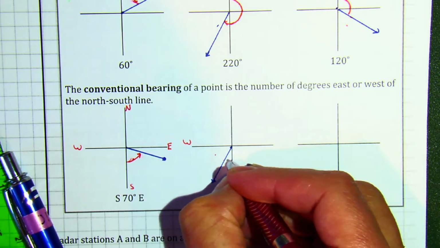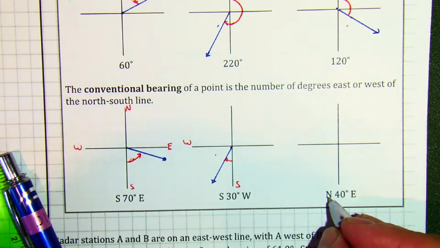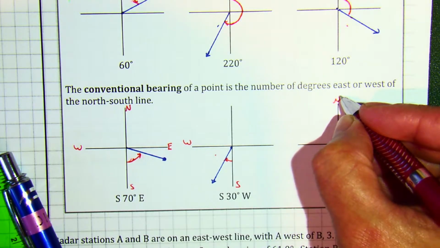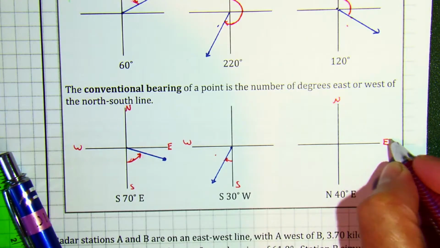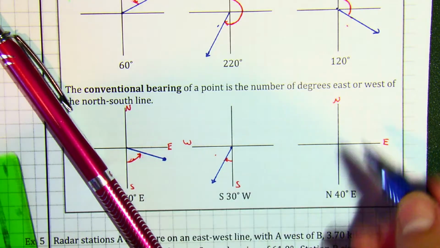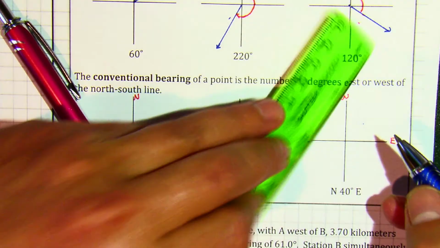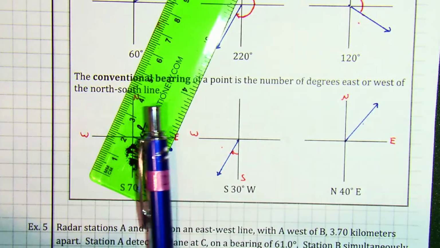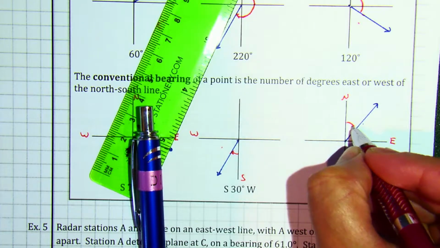North, 40 degrees east. We're going to start from the north and we're going to go towards the east 40 degrees. So I know it's 45, so just a little less than 45. And make sure that you give me the angle of rotation for these problems.